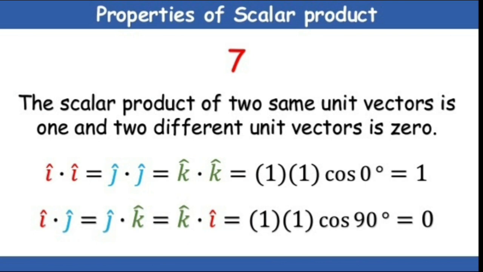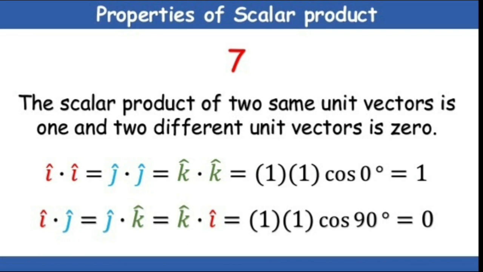Now the scalar product of two same unit vectors is 1 and of two different unit vectors is 0. That is in the case of orthogonal unit vectors. So in the case of orthogonal unit vectors, the dot product of the same unit vectors is 1 and the dot product of two different unit vectors is 0. So we have i dot i equal to j dot j equal to k dot k, that is 1 into 1 into cos 0, that is 1.